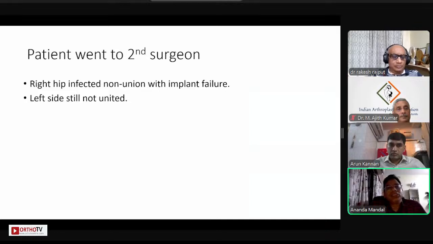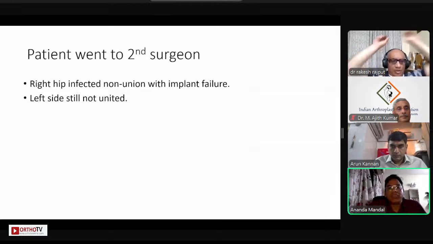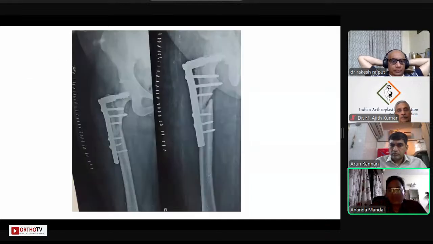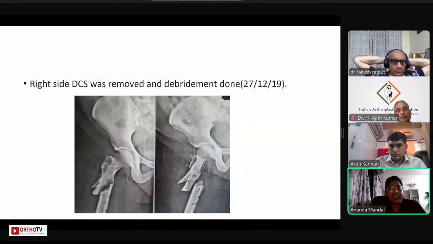Now, the patient went to a second surgeon due to the infected right hip, associated with non-union and also fixation failure. The left side is still not united. This was the first X-ray of the right side after fixation. The DCS was removed and debridement was done by that surgeon in December 2019.